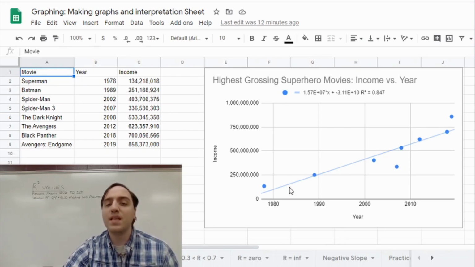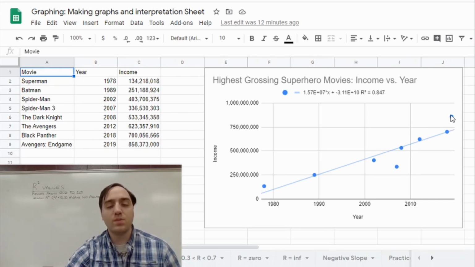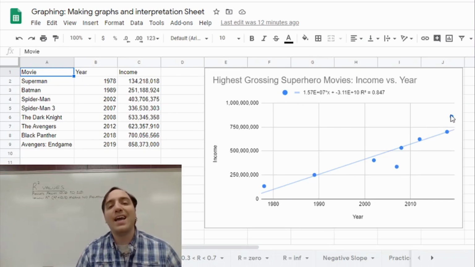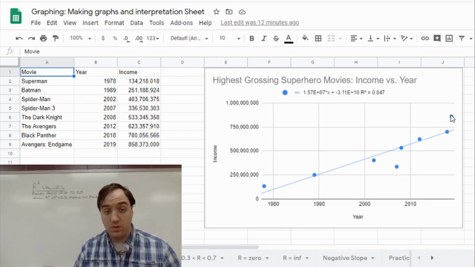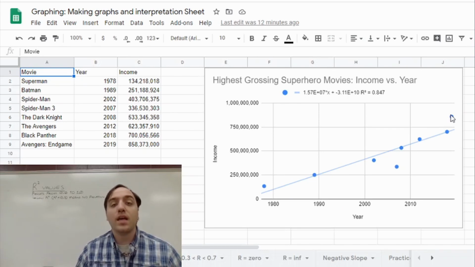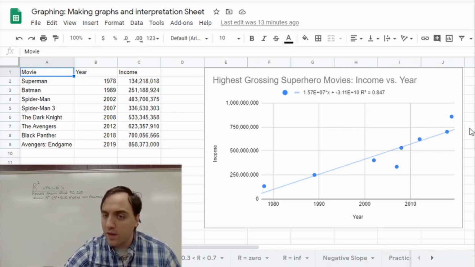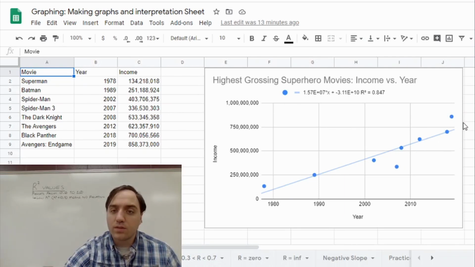Now there are some dips, some exceptions. Spider-Man 3 notably falls short of the line, and Avengers Endgame earned way more money than expected. But on average, in general, we can expect that if a movie is the top earning movie for that year, it will follow this trend. It'll continue on. If we were to predict where 2025 might be, it would probably follow the line, somewhere around here.